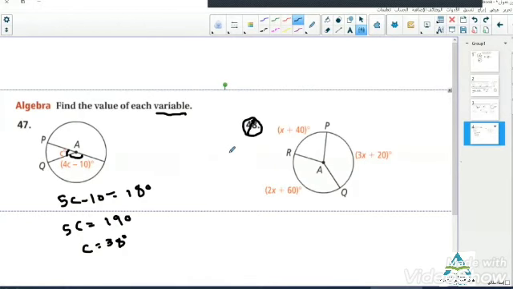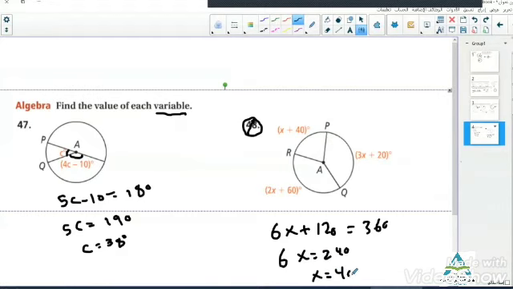Number 48. Now, I need to find the value of x. 3x plus 20 plus x plus 40 plus 2x plus 60 equals 360. Exactly. So how many x's here? 6x plus 120 equals 360. Great. So send 120 to the other side, so 6x equals 240. Divide by 6. x equals 40. That's it.